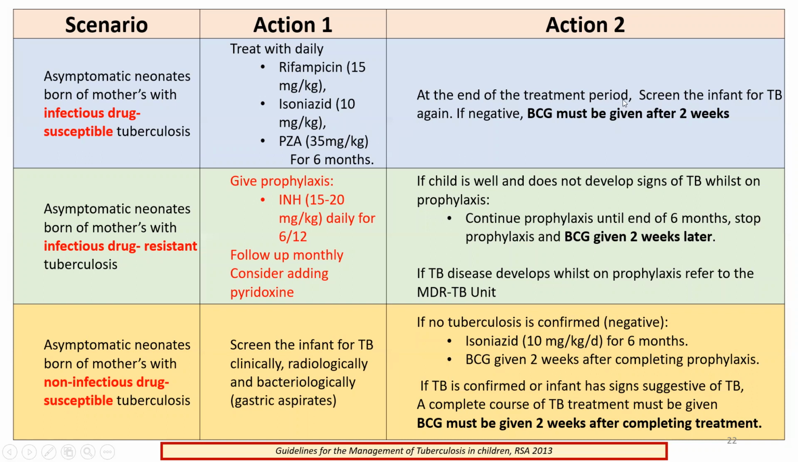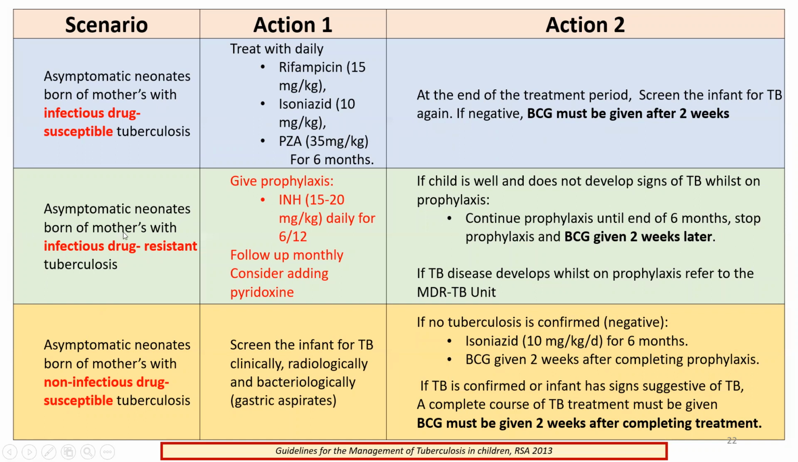At the end of the period, you screen the infant for TB. If negative, BCG must be given after 2 weeks. So in these cases, you're going to withhold BCG at birth. You're not going to give BCG at birth. You're going to give it 2 weeks after treatment. It's withheld here because you're starting the child on TB treatment.